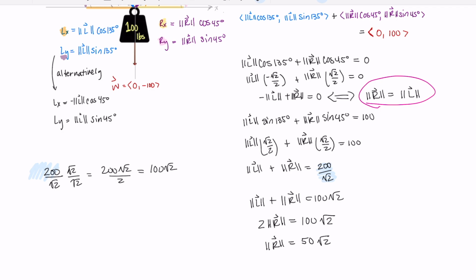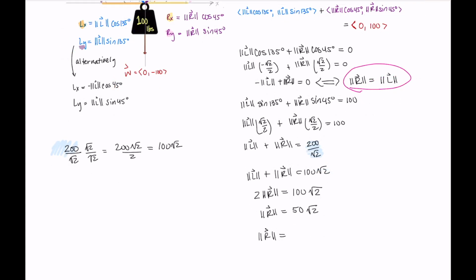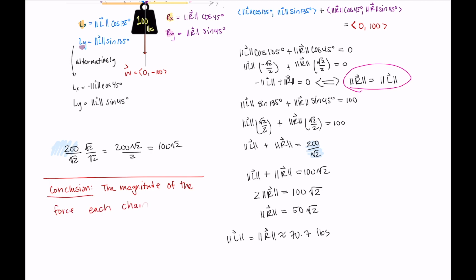Okay, so what does this work out to be? That tells me that the magnitude of R is approximately 70.7 pounds. And of course, this is also the magnitude of L. Let's go ahead and write out a conclusion. The magnitude of the force each chain must be able to support is about, I'm going to round up here, about 71 pounds.